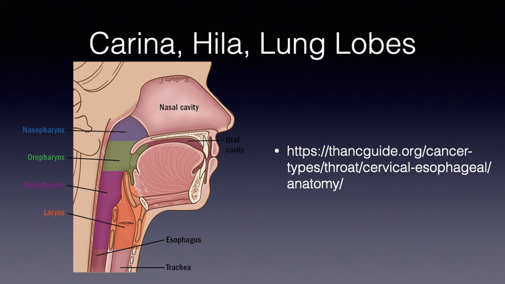The trachea is in front of the esophagus, so comparing those two, we can say air is in front. The trachea goes down, there's a ridge of cartilage called the carina, and then we split into the 2 main bronchi.